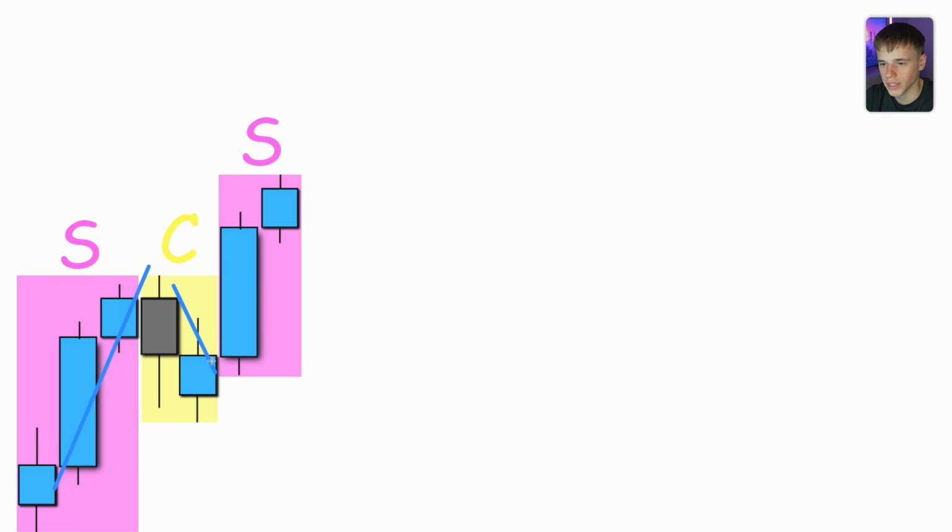So when we have market structures and corrections, what we want to see and what we want to mark out is the low of the correction. So that will look something like this. And why do we want to mark out the low of the correction?